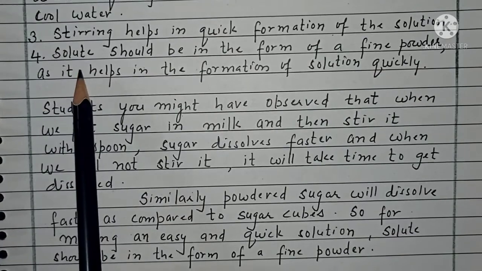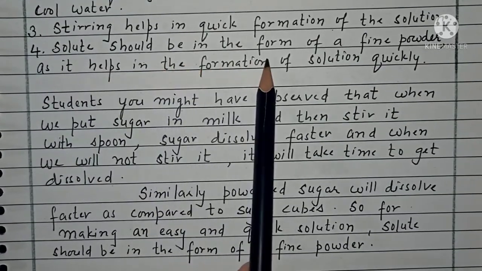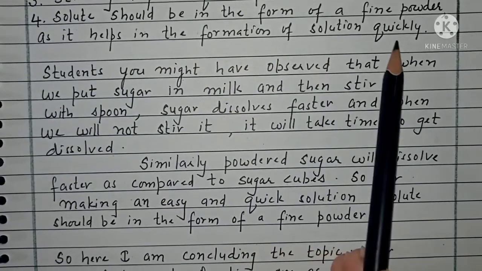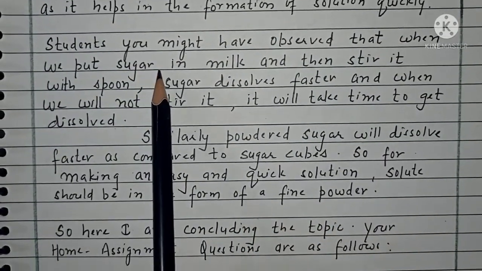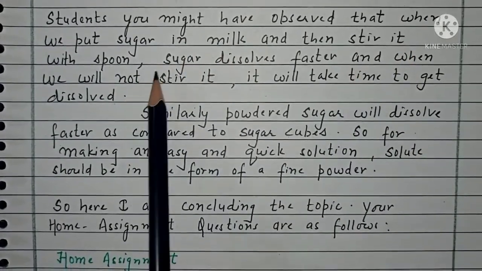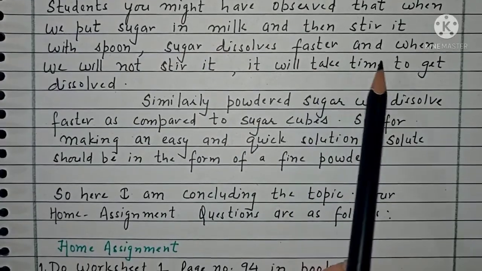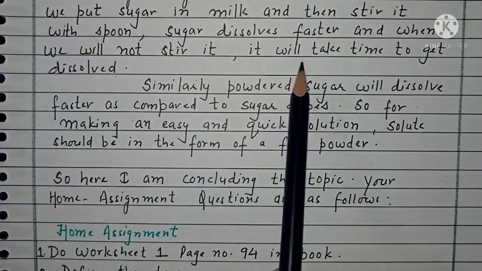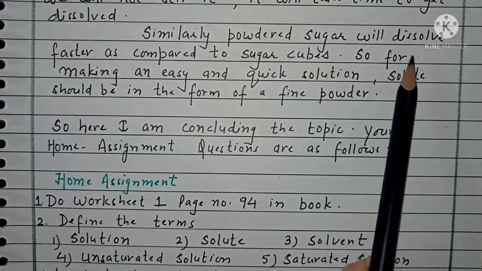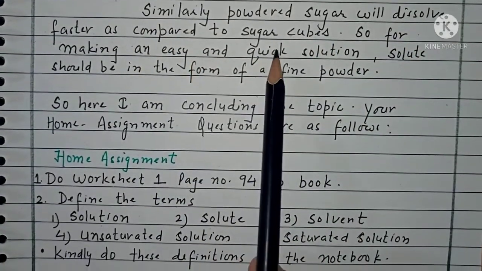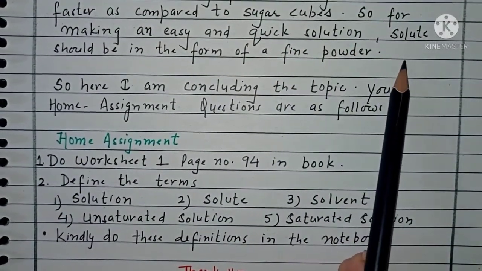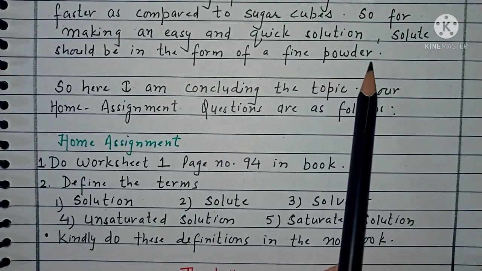And the fourth condition is solute should be in the form of a fine powder as it helps in the formation of solution quickly. So you might have observed that when we put sugar in milk and then stir it with a spoon, sugar dissolves faster, and when we do not stir it, it will take time to dissolve. Similarly, powdered sugar will dissolve faster as compared to sugar cubes. So for making an easy and quick solution, solute should be in the form of a fine powder.